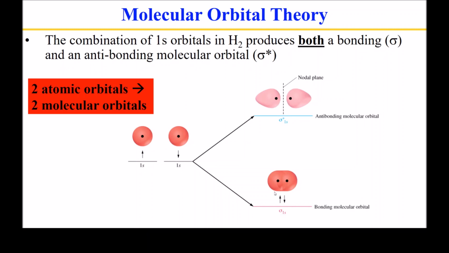The lowest energy bonding molecular orbital will have no nodes, and the next higher energy molecular orbital will have one more node. So if this has 0 nodes, then a step up in energy will produce 1 node right there.